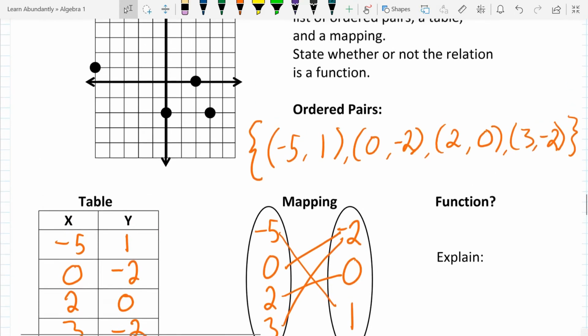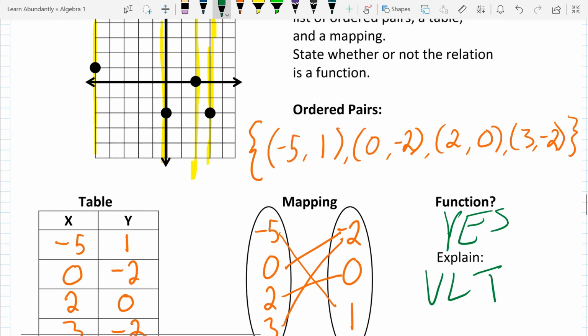And we're going to check the vertical line test. So I'm going to draw a vertical line everywhere I have a point. And do I ever hit more than one point at a time? And the answer is no. So I do pass my vertical line test. So yes. And the reason it is a function, I can say my vertical line test worked.